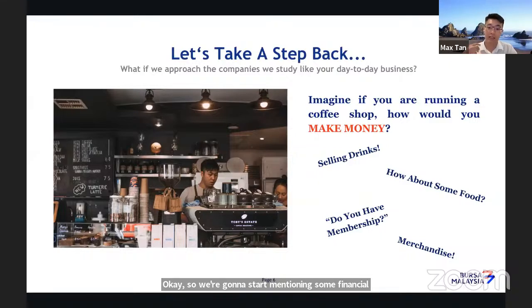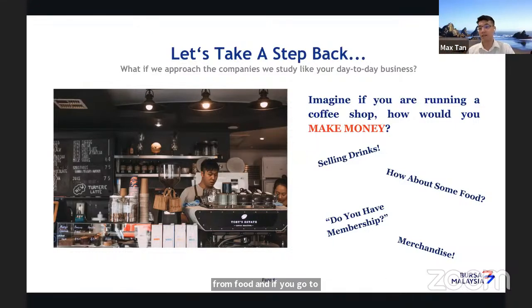Very straightforward. So sales equivalent to revenue. How much revenue you made is equivalent to how much sales that your company made. Like for the coffee illustration here, how much revenue do you make from selling drinks? And from food? And if you go to some places, they actually offer you membership.